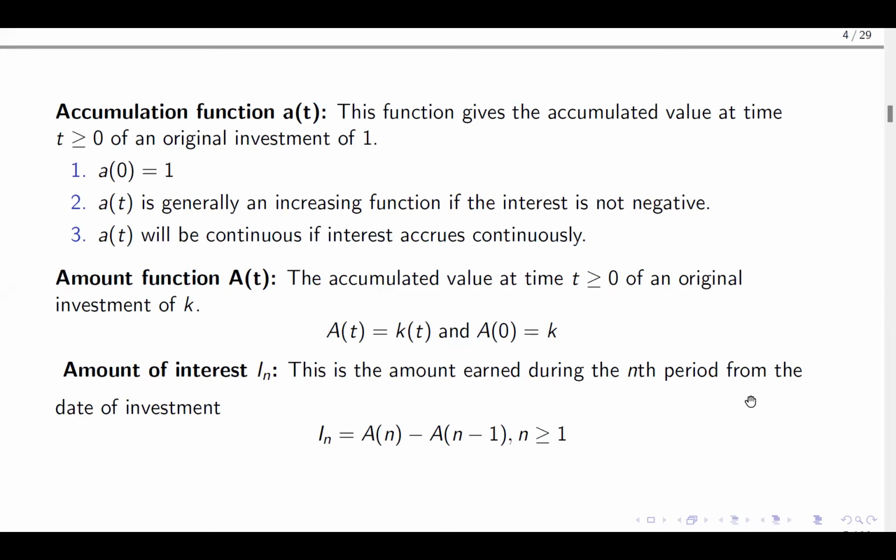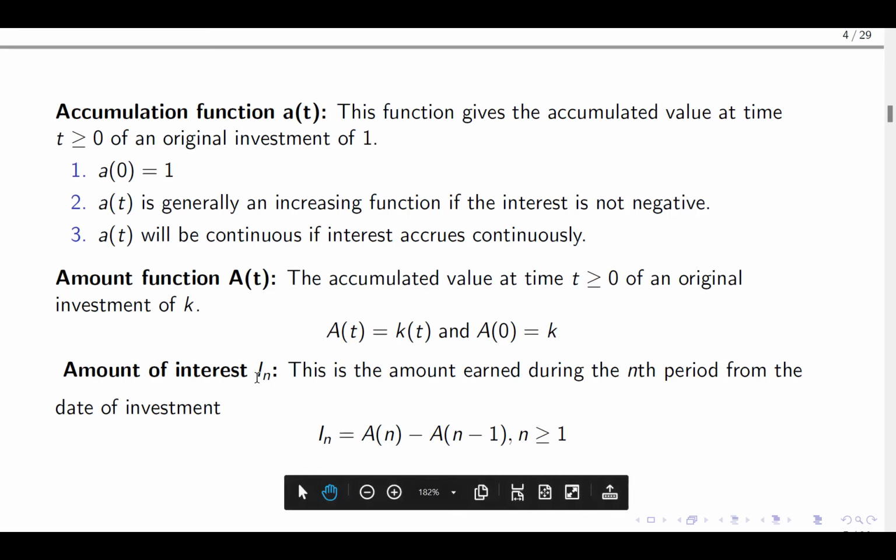We now want to look at the amount of interest. Now, this is the amount during the nth period from the date of investment. So, for example, with my T-bill investment I did in January, the amount of interest involved is what I'm earning in April minus what I put in the month of January. Okay. So I_n is a function or a variable being used to represent the amount of interest.